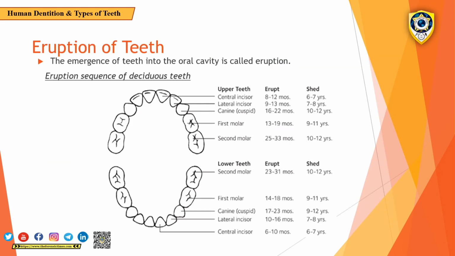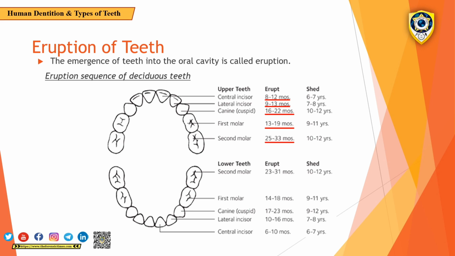So what is eruption of teeth here? It's nothing but the emergence of teeth into the oral cavity. Now this eruption sequence is important because it helps us estimate the age. For example, if you consider the eruption of teeth in the upper jaw of the primary dentition, most commonly the central incisor erupts first, followed by the lateral incisors, then the first molars, then your canine, and finally your second molars. So in the upper jaw, this is the sequence of eruption.